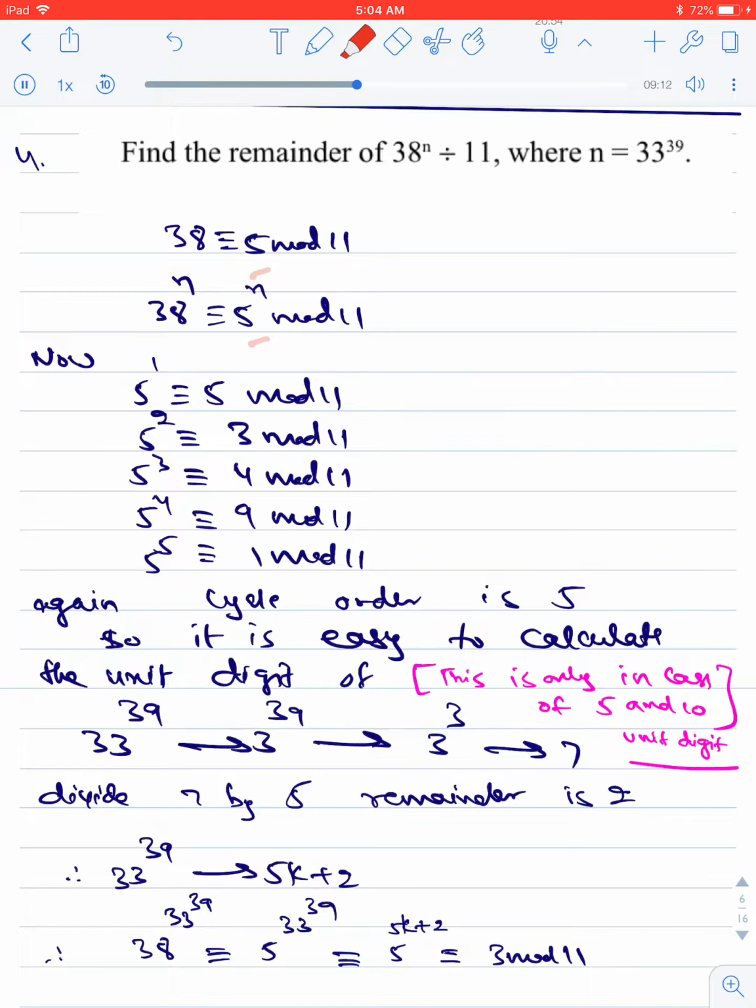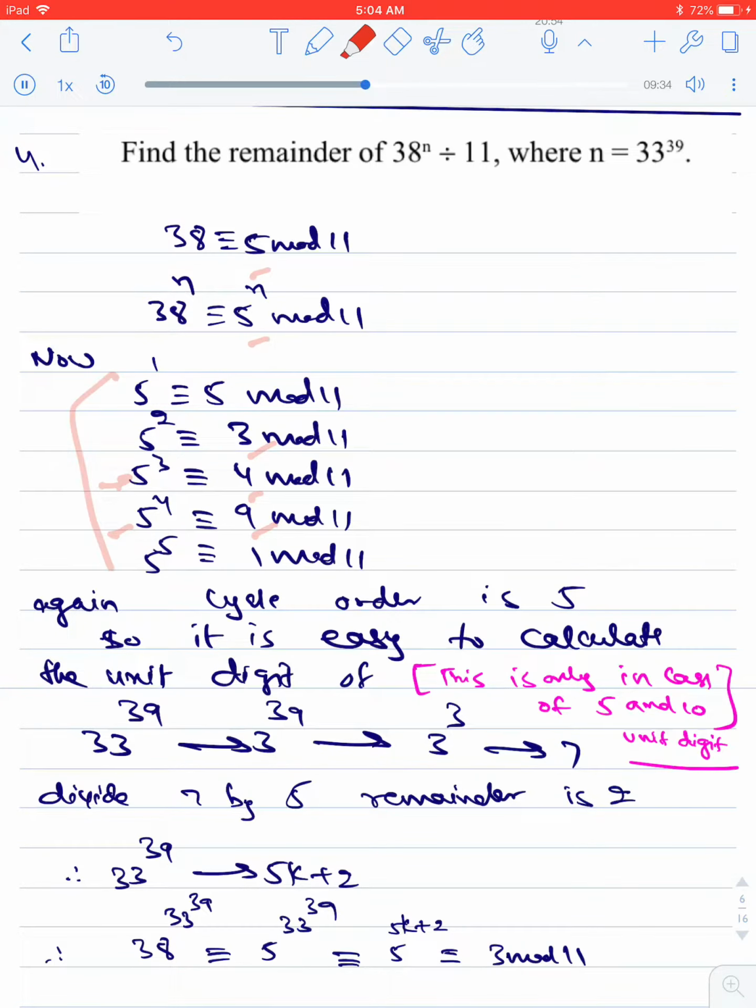5 raised to power 1 is congruent to 5 mod 11. 5 square, that is 25, is congruent to 3 mod 11. Multiply both sides by 5, it's easy. So 5 cube is congruent to 5 into 3, 15, which leaves the remainder 4. It is 4 mod 11. Again multiply both sides by 5. 5 raised to 4 is congruent to 9 mod 11. 5 raised to 5 is congruent to 1 mod 11.